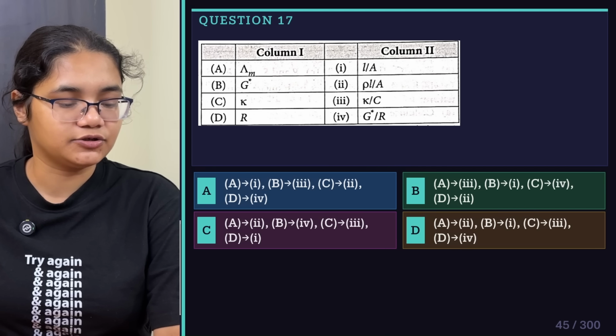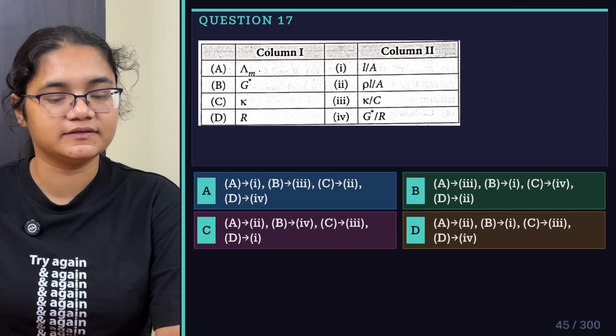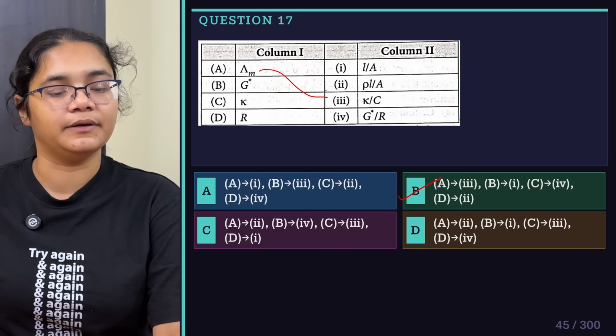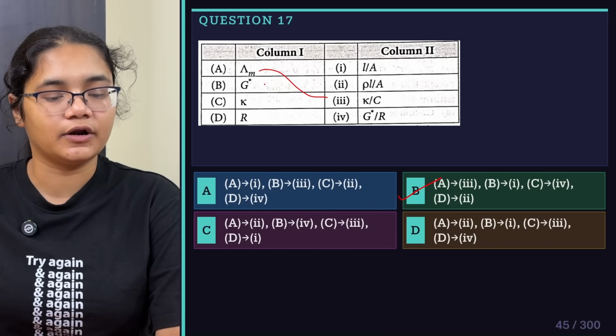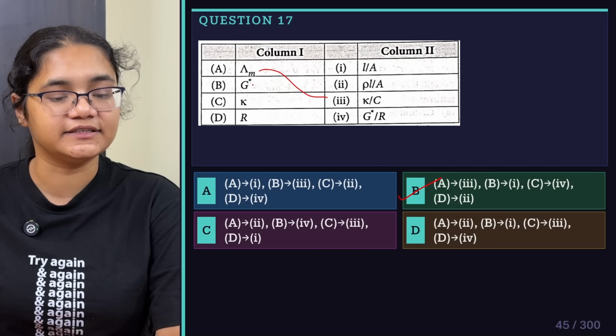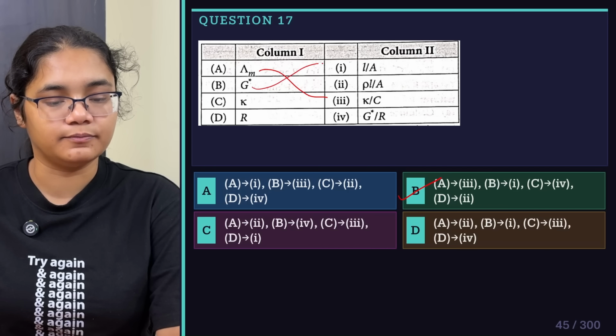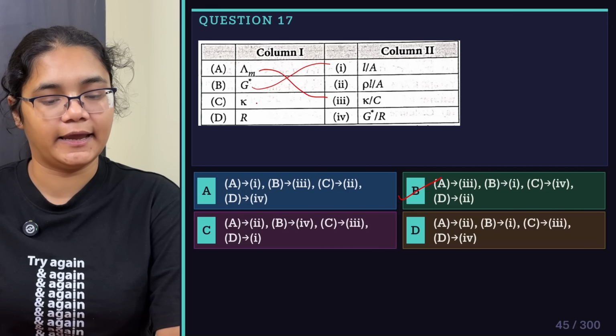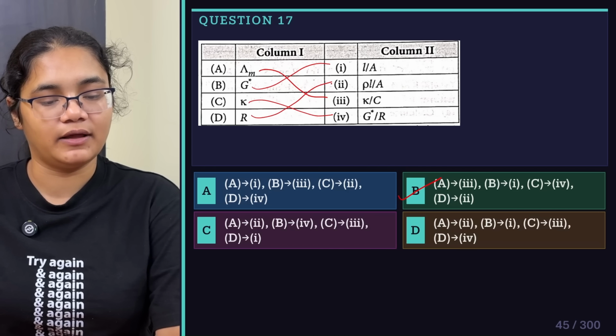Next, we have to match here the formulas. So lambda m is kappa by C. So A has to 3, only one option, so I can go with B directly. G star is, what is G star? Cell constant, right? So B is equal to 1. Kappa is equal to rho into L by A. Sorry, kappa is equal to this one, and R is equal to rho into L by A.